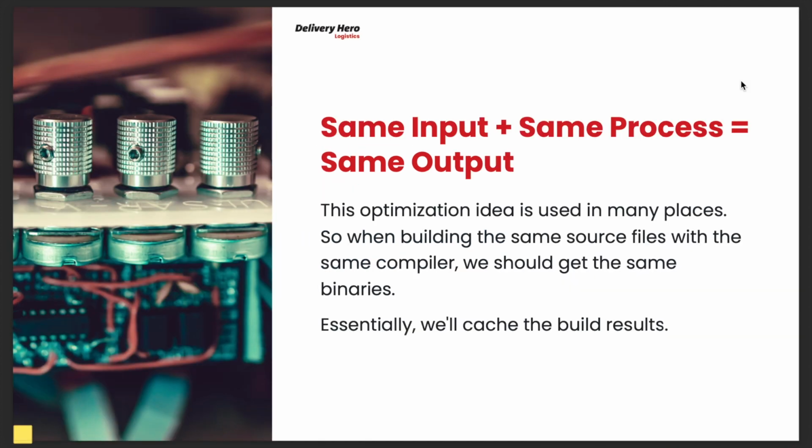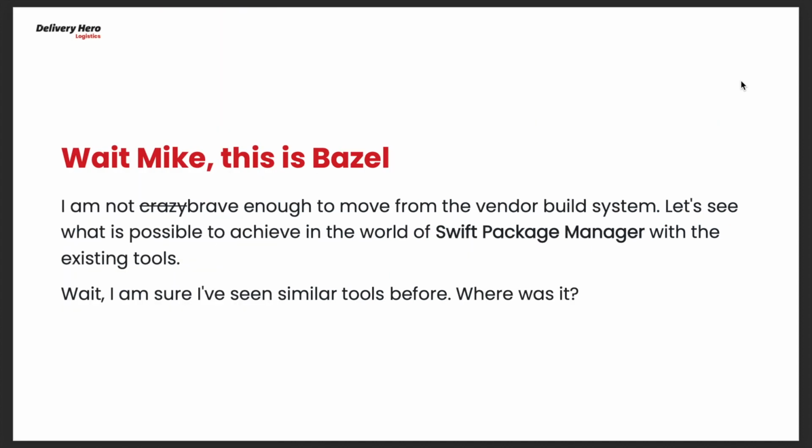And obviously, same input and same process should give you the same output. We essentially cache the build results, and you would ask me, wait, this is Bazel, it's invented, just use it, so go home, that's it. But the thing is, I don't want to move from my build system, which is my cozy, supported Xcode build system, to one that maybe would move my team out of their comfort zone.